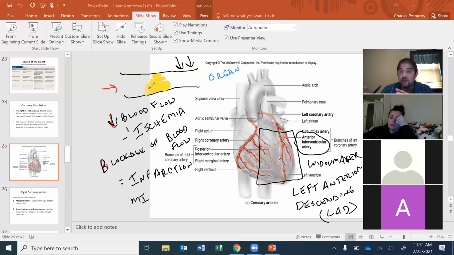Now, we haven't looked at the nerve tissue yet. You're going to see it here in a minute. But the three most important structures of your heart, the two ventricles and the nerves that control the beating of the heart, are all supplied by the LAD. So when you hear somebody say widowmaker heart attack, that's what they're talking about.